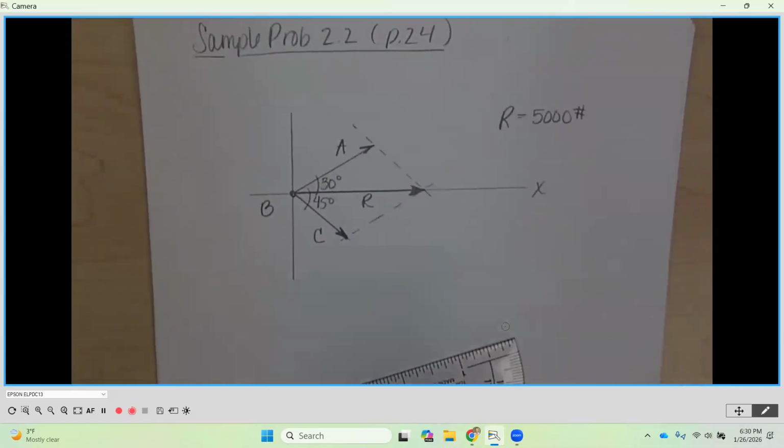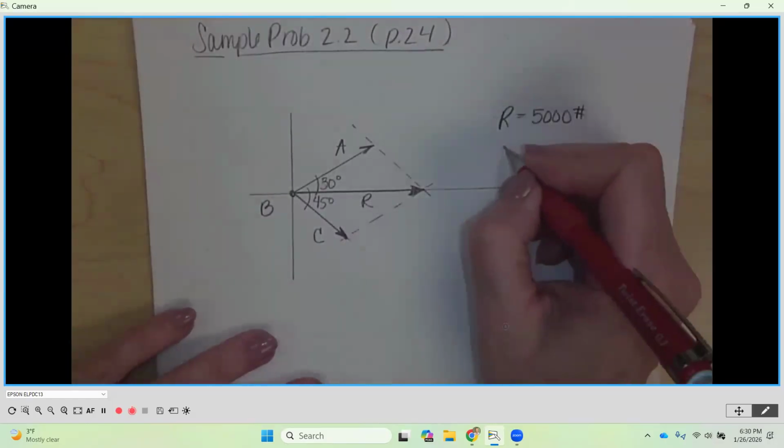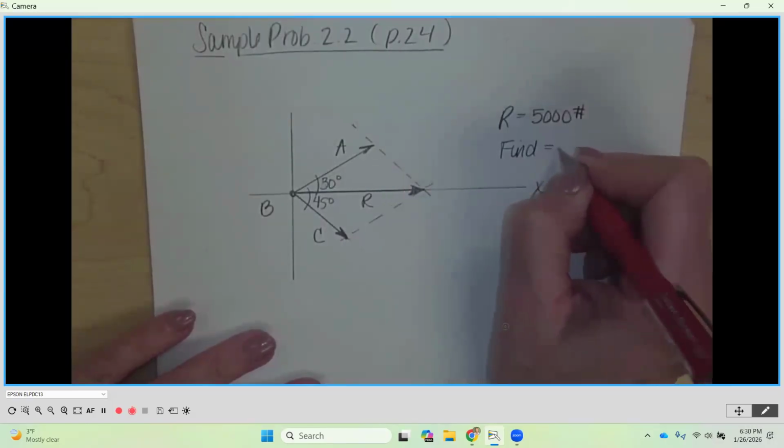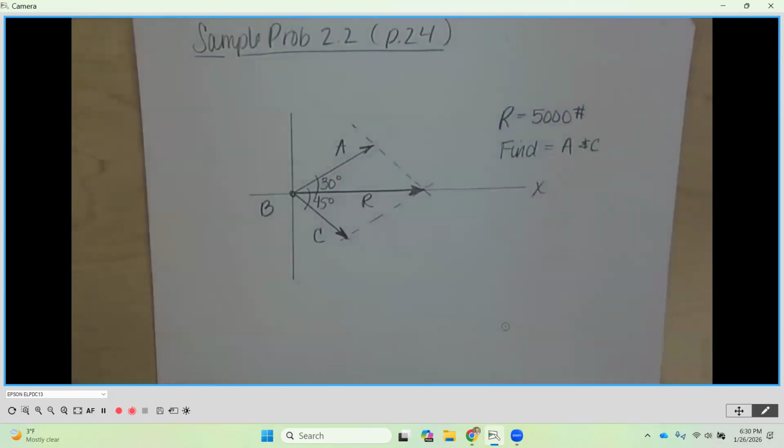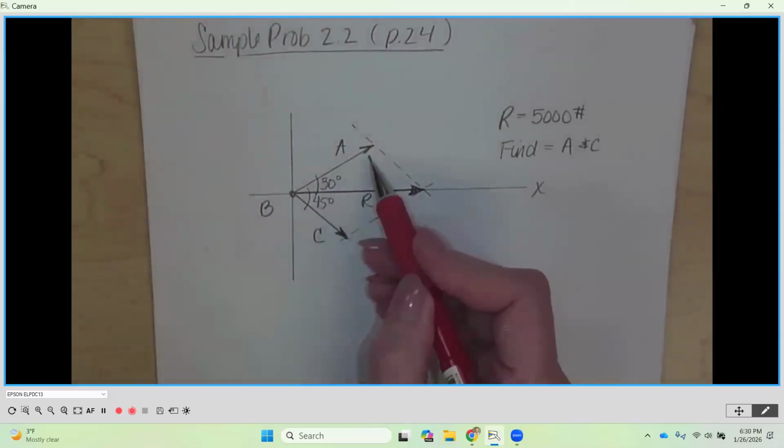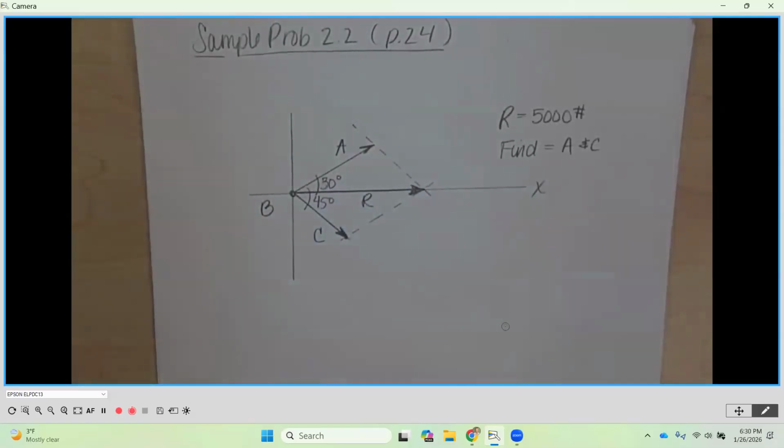Now, our job, we already know what the resultant is. So we are not trying to find the resultant for this one because we know it. We know it's 5,000 pounds going horizontally. What we need to find is A and C, right? We need to find A and C. What is the force along each one of those angles that the tugboat has to pull it, okay? In order to get our barge to go down the river in a horizontal manner, okay?